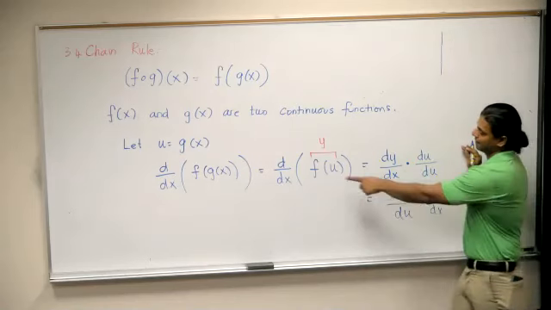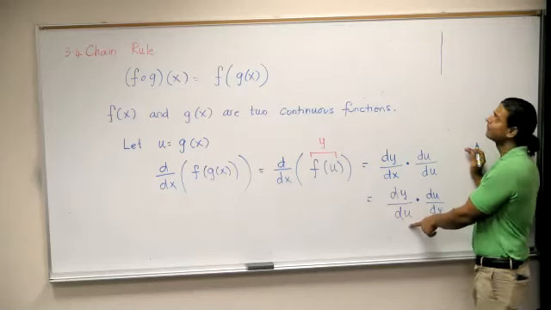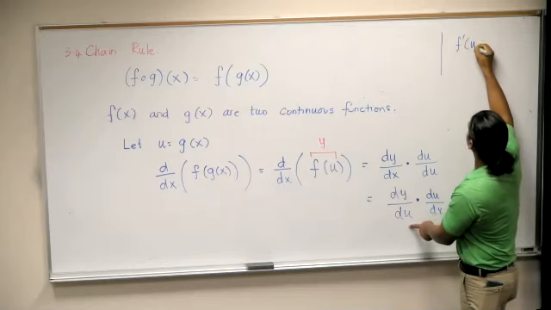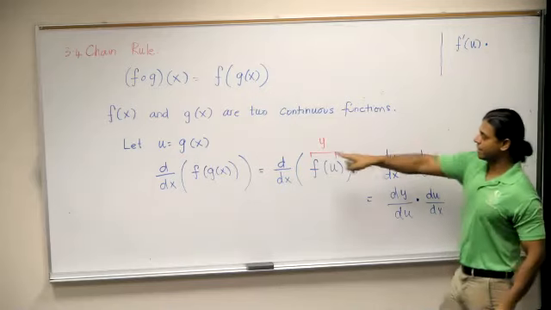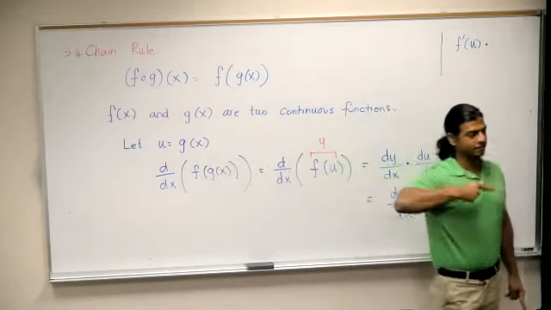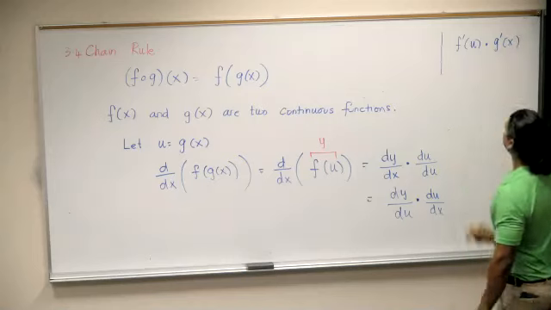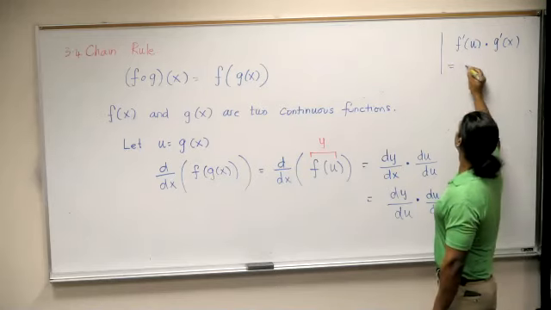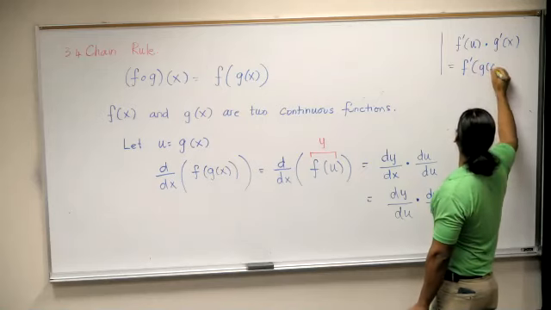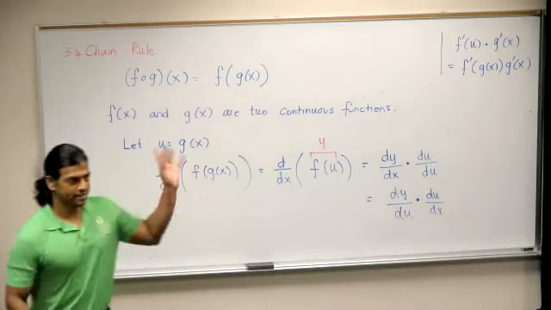Since y is f of u, I can write this part as f prime of u. Do you agree? Multiplied by du over dx. U is g of x. The derivative of g of x with respect to x is g prime of x. Good. We want the answer in terms of x, so I'm going to replace u by g of x.